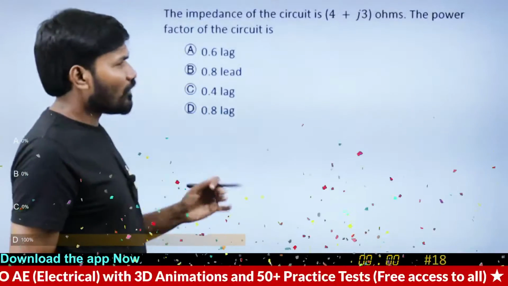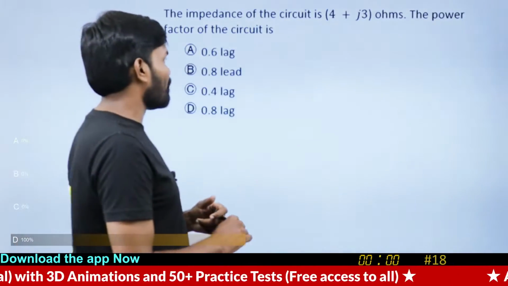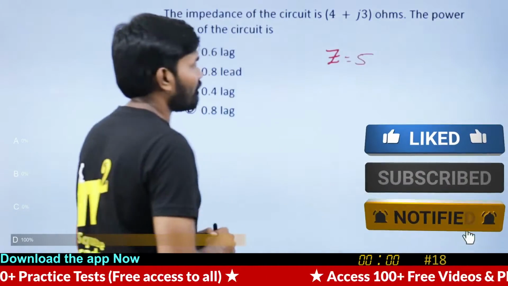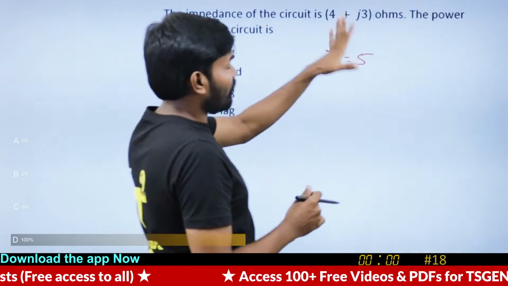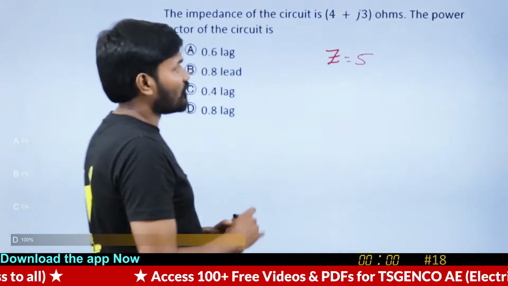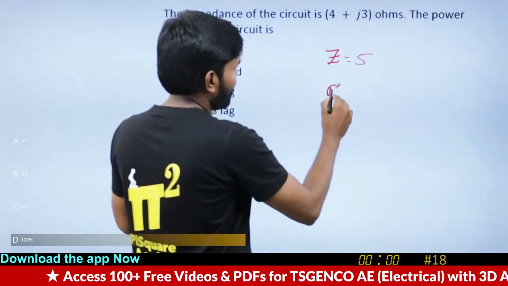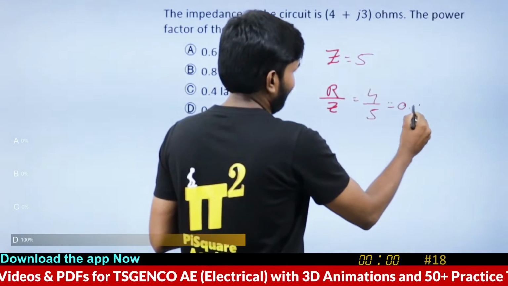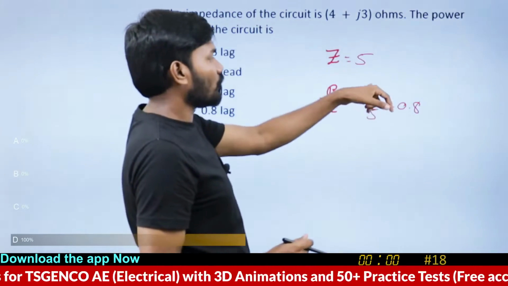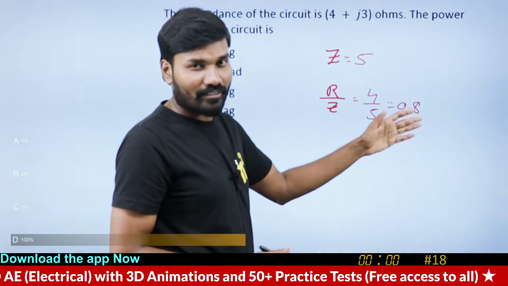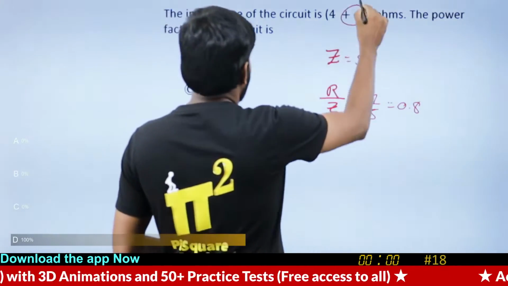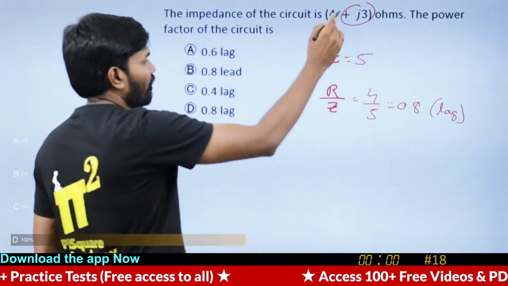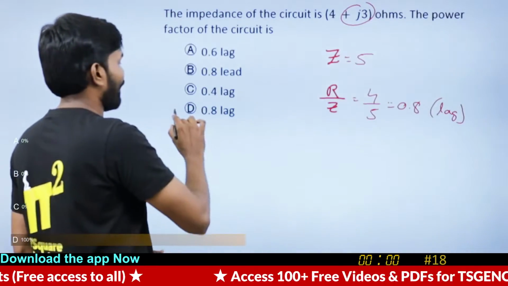So here, 4 plus 3j or 3 plus 4j is a popular combo. For this, Z is equal to 5. You don't have to calculate for that. Simply this. It's cos phi, the power factor. As in the formula, R by Z, 4 by 5, which is 0.8. Multiply both sides with 2, 8 and 10. 8 by 10 is 0.8, and it's plus j, so this is definitely lagging. Whenever you see this 4 plus j something, directly you can keep 0.8 lagging.